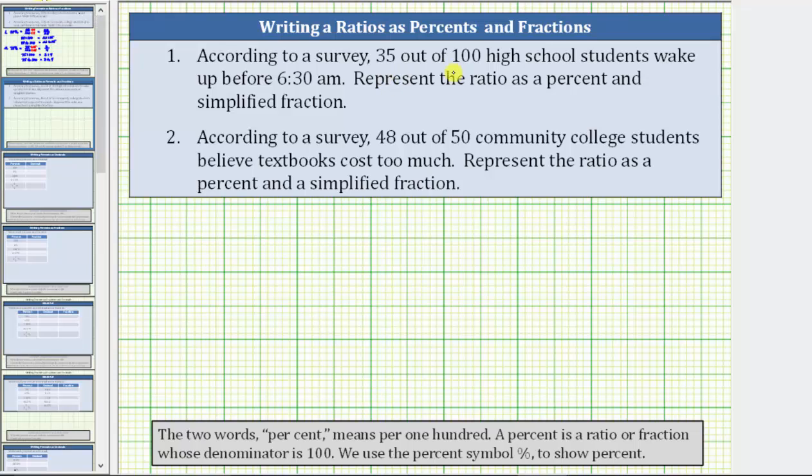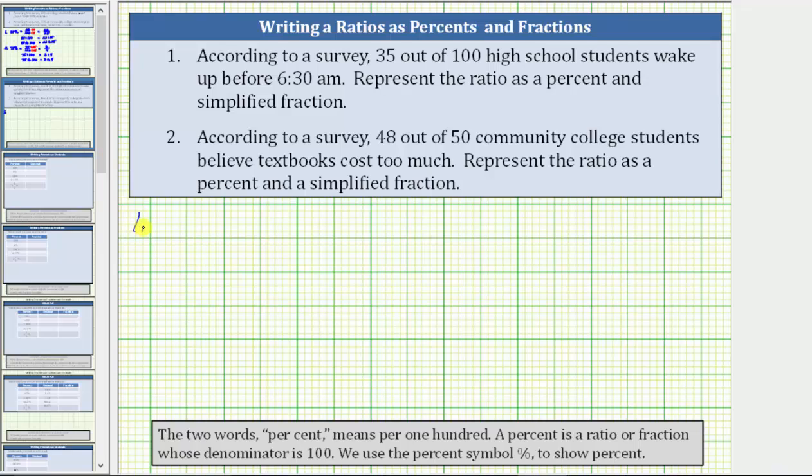According to a survey, 35 out of 100 high school students wake up before 6:30 a.m. Represent the ratio as a percent and simplified fraction. Because 35 out of 100 high school students wake up before 6:30 a.m., the ratio is 35 to 100, which we can write three ways.